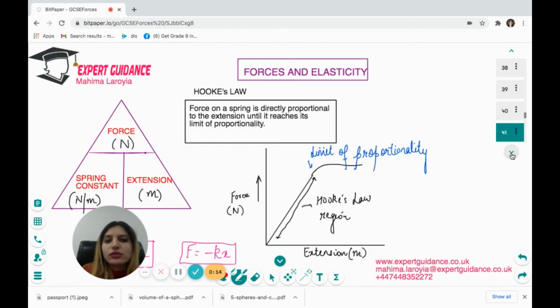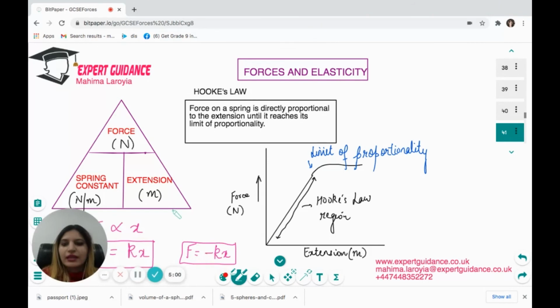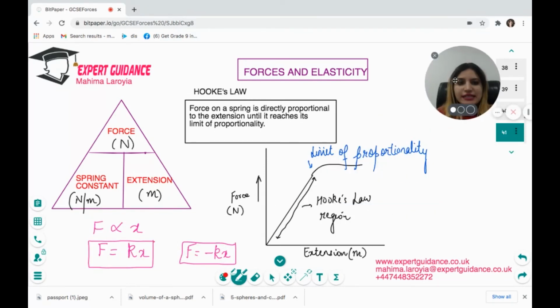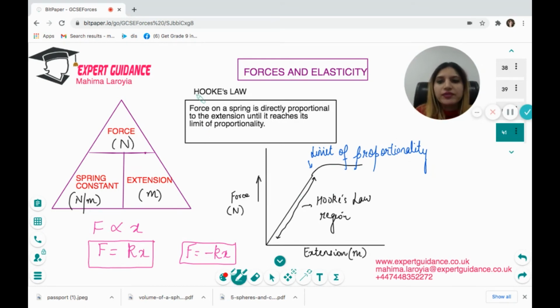Now let us see what is the relationship between the force and elasticity. There was a scientist called Hooke, and he gave Hooke's law. He said that when you apply force to a spring or any elastic object, as you keep on increasing the force, it will keep on extending. So the force you apply will be directly proportional to the extension. If you double the force, the extension produced in the spring would also double.